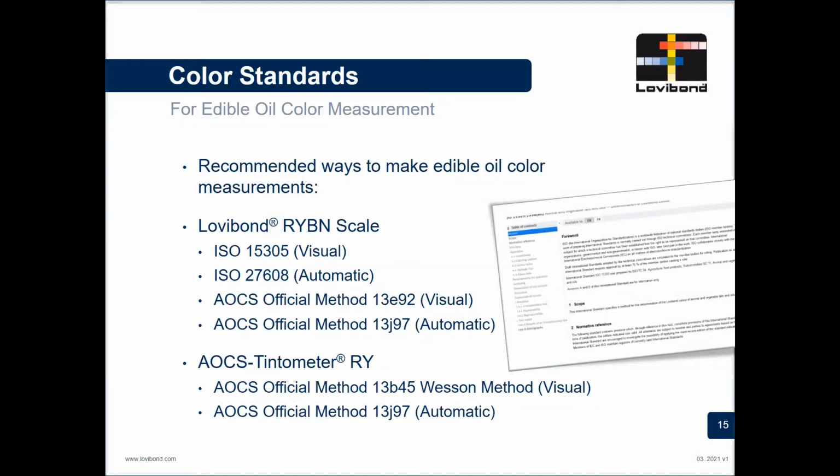So if you're using either of those methods, you're using the same method. And then for the AOCS tintometer red-yellow, there are two AOCS methods. There's the 13B45, the Western method, which is the visual method. And that's the one where I talked about where the racks have the different spacing in the colors in that sort of logarithmic fashion. And then there's the 13J97 for the automatic instrument. This actually is a shared method with the Lovibond RYBN. It's the same method. You're putting it in the instrument, you're making a measurement, you just got to choose the right scale on the instrument, essentially. You're doing the same thing in it. So that's why they put them together as the same method.